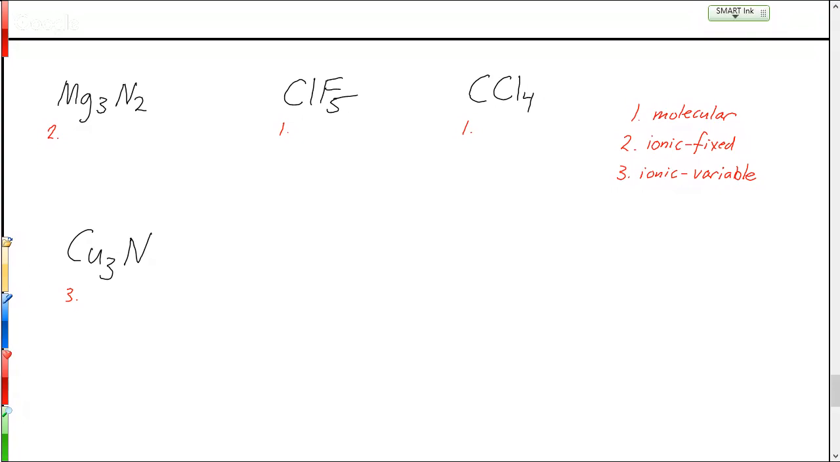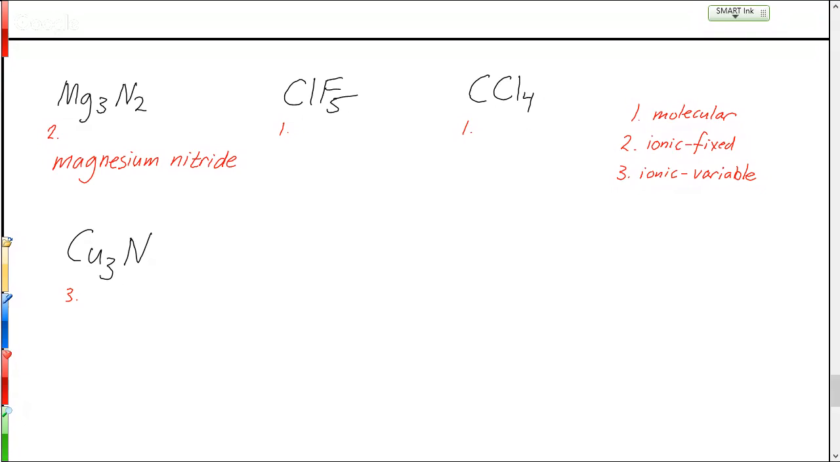So for the first one, we know that's in number 2, so we're going to use the number 2 rules. The number 2 rules say just put the 2 ions next to each other with their names and nothing else to do really. So we would just say magnesium nitride. And that's it. Nothing else to do with that one.